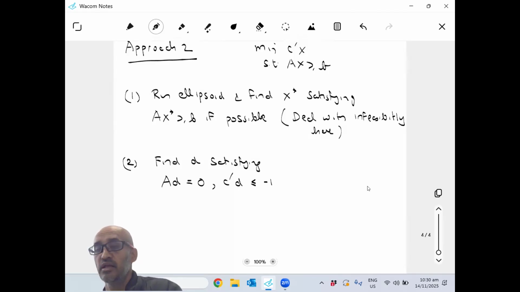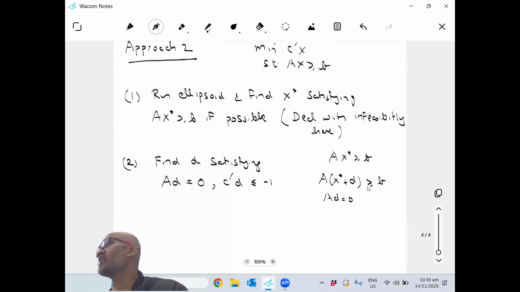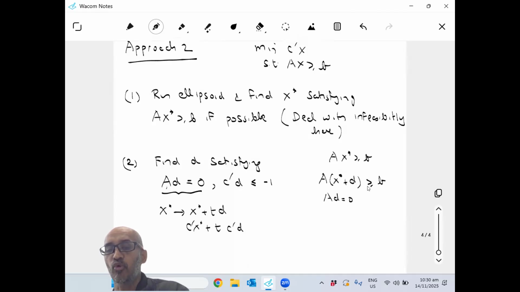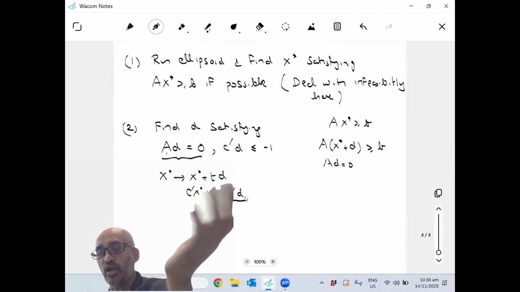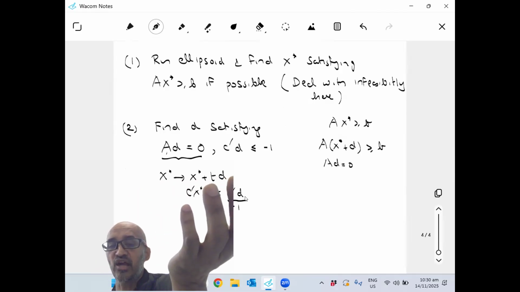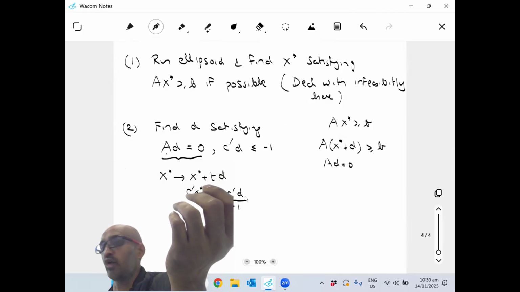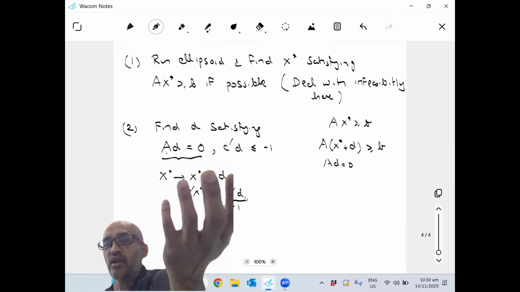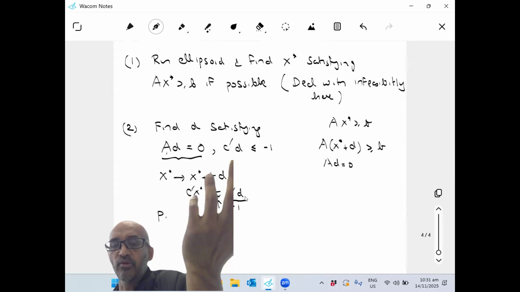I've got a point X star, and I know A X star is greater than or equal to B. I now try to find a direction. If A D is equal to 0, then X star plus D is a direction. I can go in this direction D because A D is equal to 0. So I can move from X star to X star plus T D and keep increasing T. How does my objective function change? C transpose X star plus T C transpose D. If this number is negative, I can keep scaling T up and make this problem unbounded. So I'm basically finding a point in the null space of A. And if I can find a D satisfying this, essentially the problem is unbounded.